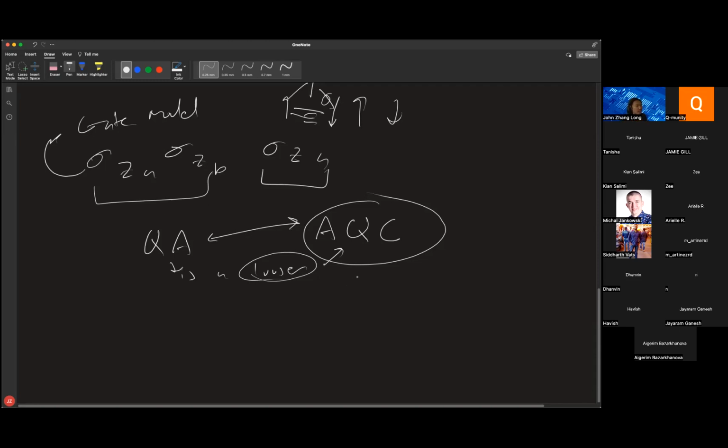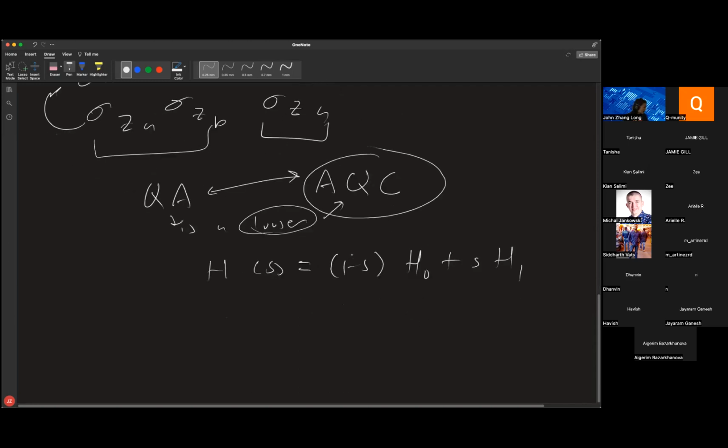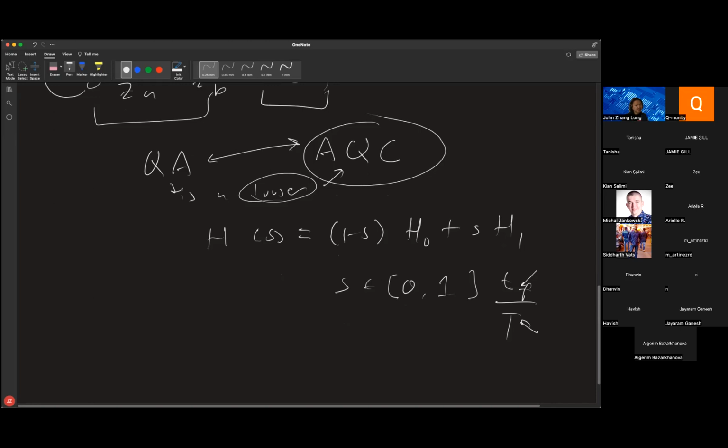Adiabatic quantum computation comes from a remarkable proof in quantum mechanics, which looks like the following. Say I provide H(s) equal to (1 minus s) H_0 plus s H_1. So what is going on here? Oh, and I should mention that this s ranges from 0 to 1, and usually it's something like t over T_f, where T_f is a total time constant, and t is the time as it progresses.